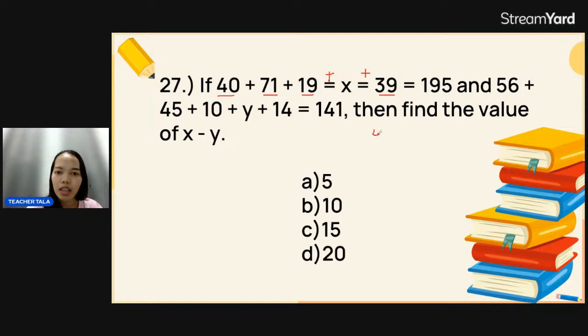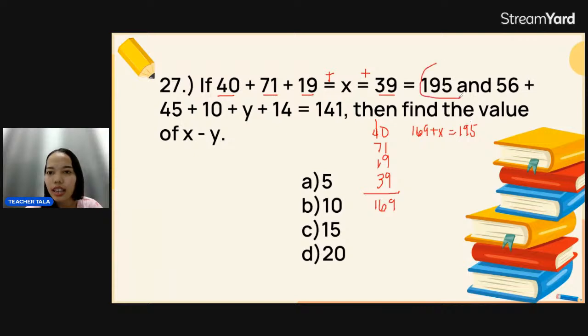So we have 40 plus 71 plus 19. 9 and 9 is 18, that's 19. 5, 7, 12, 13, 16. That's 169. So, magiging 169 plus x is equal to 195. Saan to galing? Ito sa equation natin, 195.